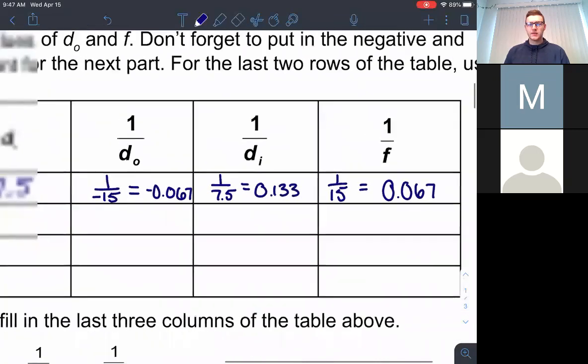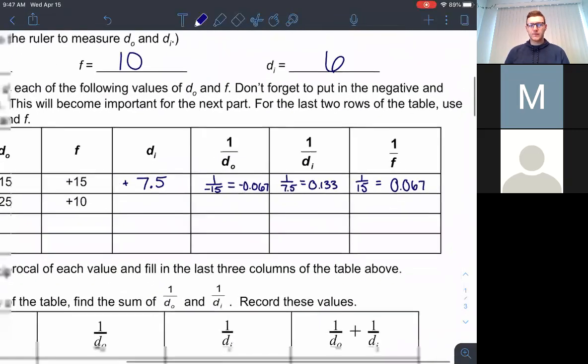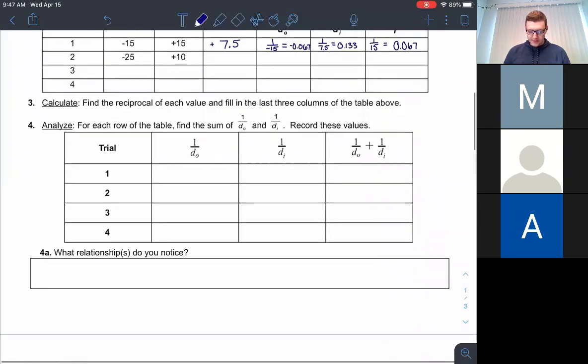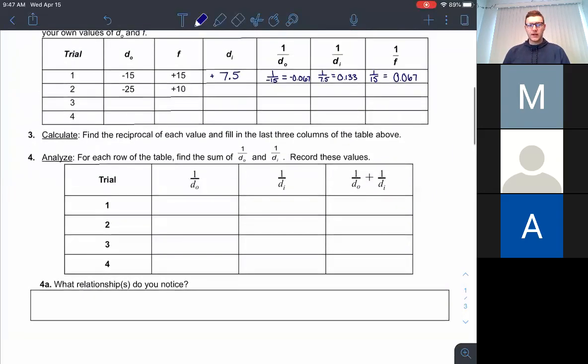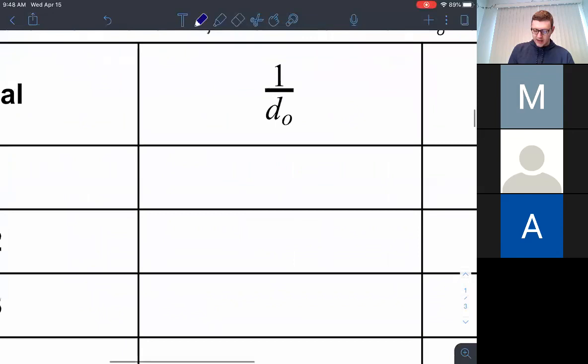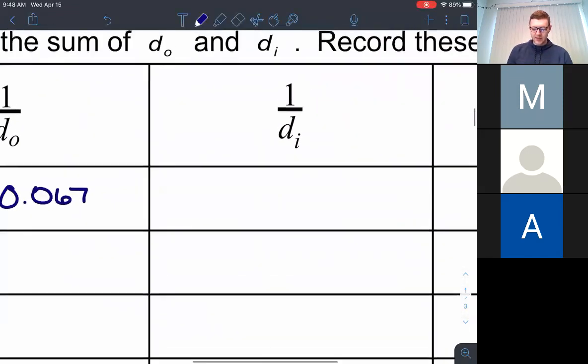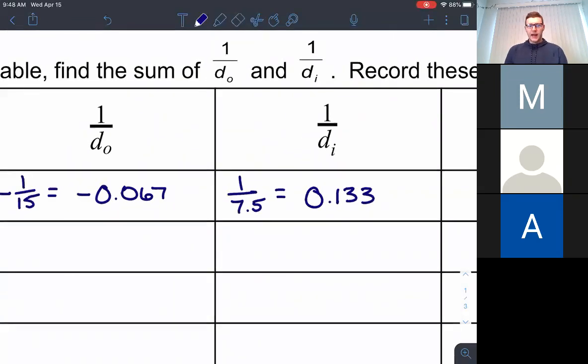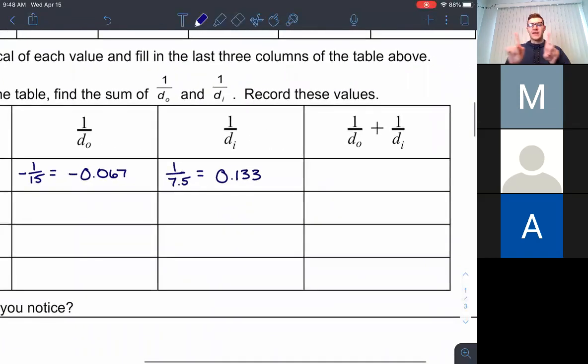Perfect. All right. So now that we have all of our values, it asks us to take those 3 trials, and we are going to take this column right here, the DO and the DI, and plug them into number 4. We're going to plug in the negative 1 over 15, or we can write it as the negative 0.067. Then we're going to plug in this one as the 1 over 7.5, which was really 0.133. And now it wants us to take those 2 values and add them together.